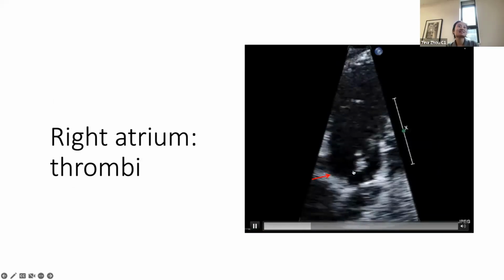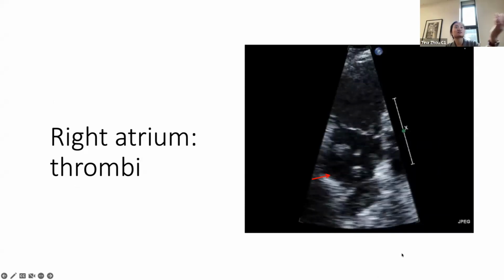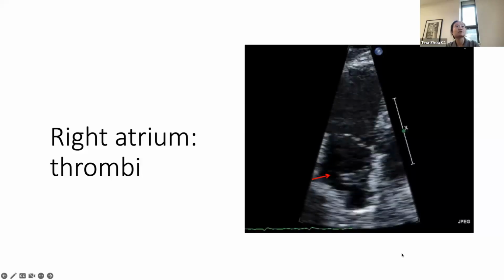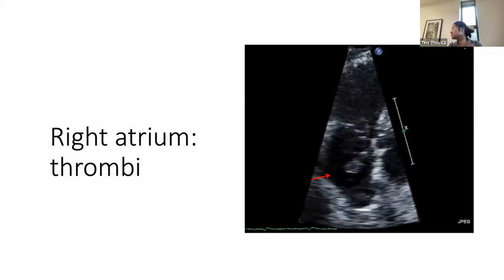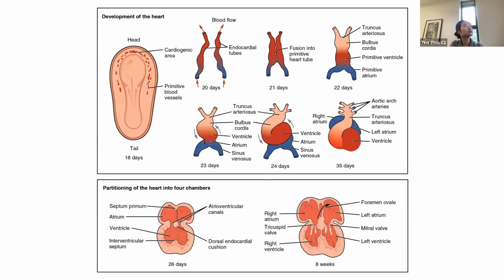So these are less uniformly echogenic compared to the last one. It is not attached to the atrial wall, and it seems to be bouncing around, having a good party. So these are thrombi instead. As you can see, they can look quite similar if you're not paying attention.